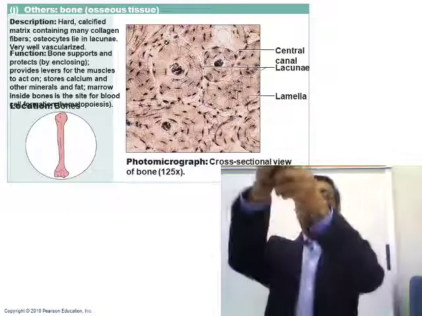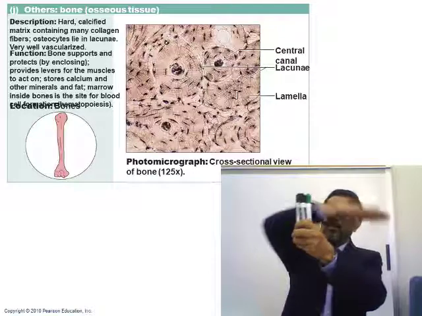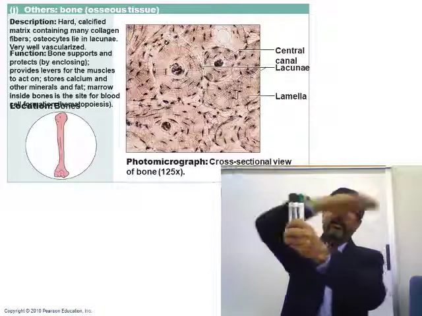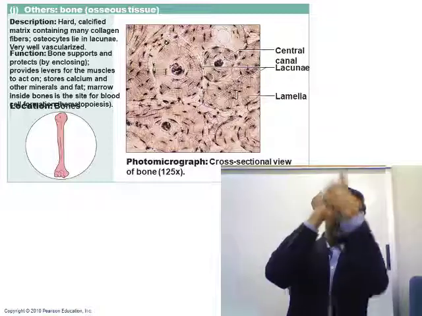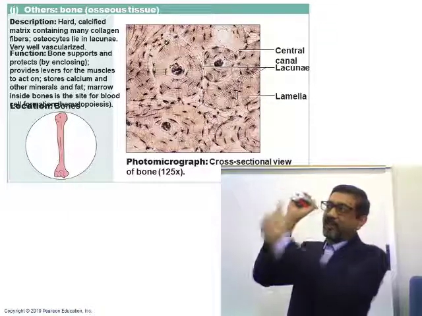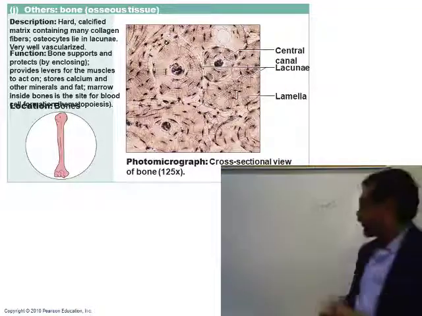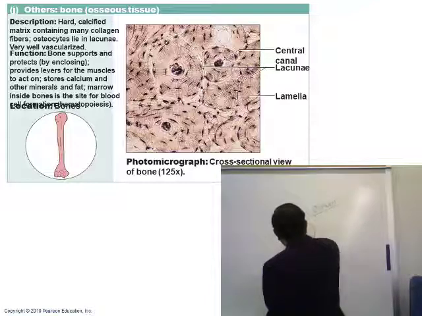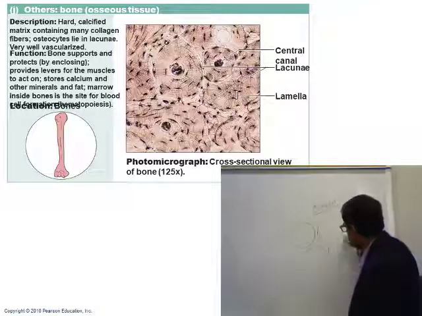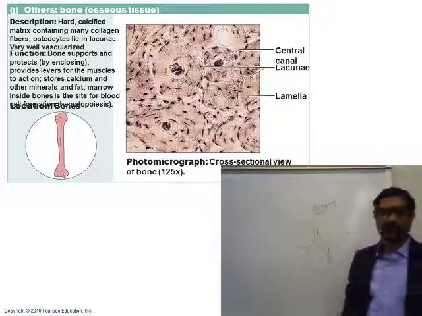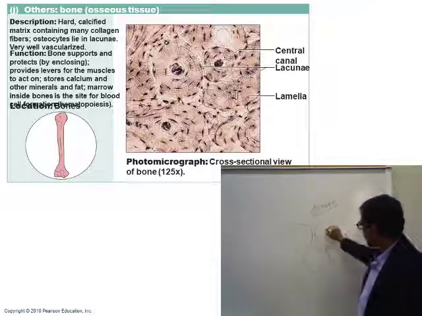So now this is the compact bone, and if I make a cross section like this and see under the microscope, it will look like this, right? If I cut like this and see under the microscope, you will see many circles like this. So that is what you see here. Each circle is an osteon, right? So this is the compact bone. Now, this is one osteon, this is another osteon, right?